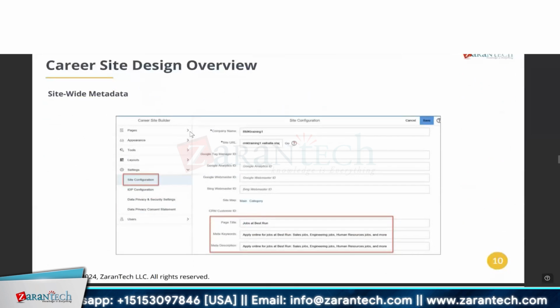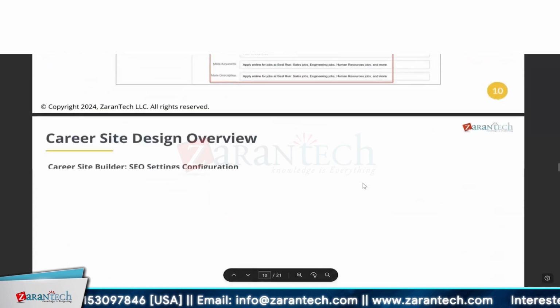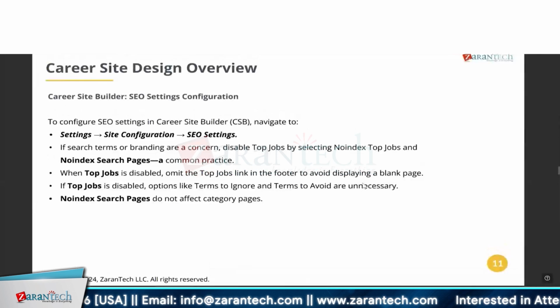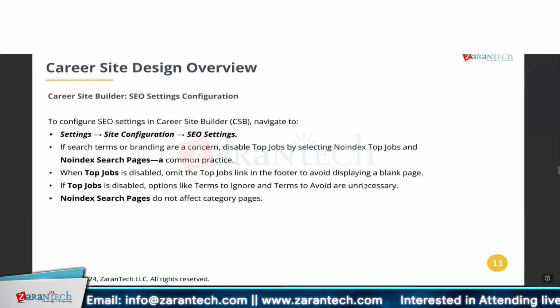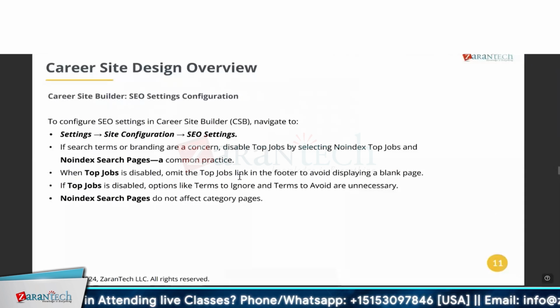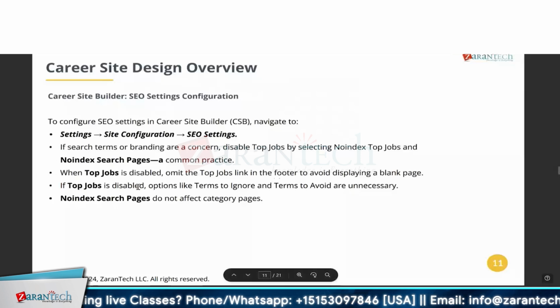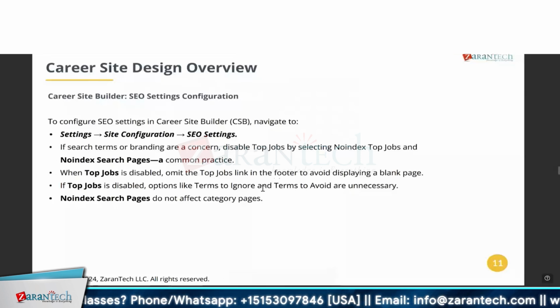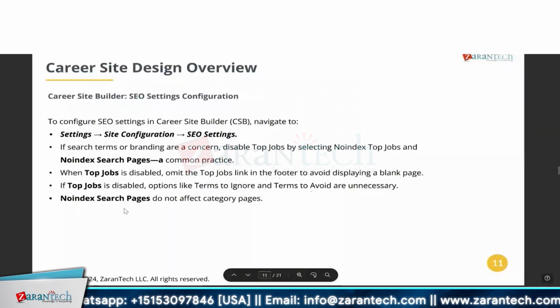So this is again the same thing, site-wide metadata, which means we are putting the details of the metadata. All right, and there is another option that we have for site search engine optimization. We are going to see it in the CSV as well. But what it is all about is, when we go to the SEO settings, we can put certain keywords again in the space that is given for us here. Here what they're saying is, when top jobs is disabled, omit the top jobs link in the footer. If top jobs is disabled, options like terms to ignore and terms to avoid are unnecessary. Non-indexed search jobs do not affect category pages.